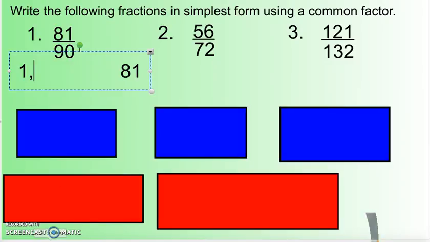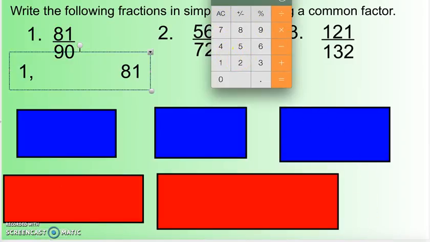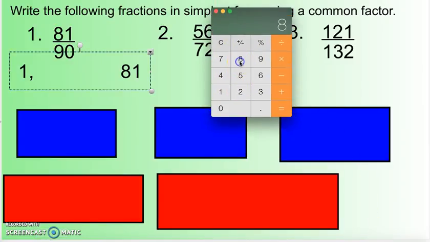I can even take a calculator. So watch this. If I take a calculator, I can go 81 divided by 2, and look what happens. I get a decimal. I don't want any decimals. I want whole numbers. That's how I know that they are a factor of 81. And so 2 does not go into 81.